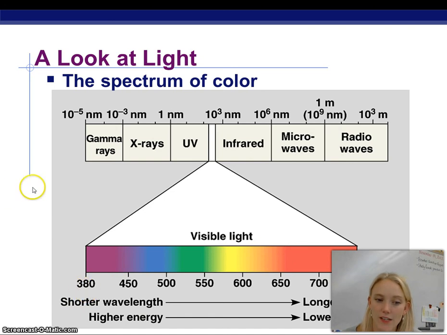So this, if you follow my mouse, this is a wave going up and down. The shorter the wavelength, the higher the energy the light has. The longer the wavelength, the lower the energy. And you can see all the colors on this. It's the rainbow.